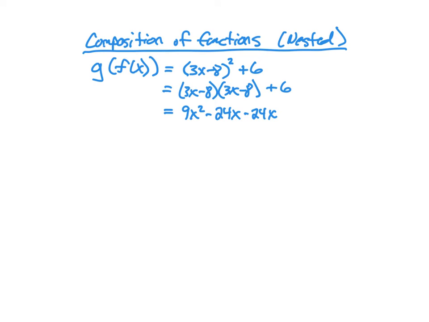And then finally, negative 8 times negative 8 gives me positive 64. And then, of course, I still have my 6 out there. All right, now all I have to do is combine my like terms and simplify this. So I end up with 9x squared minus 48x. And then 64 plus 6 gives me 70. And we are done. And that's the composition of function, also known as nested.